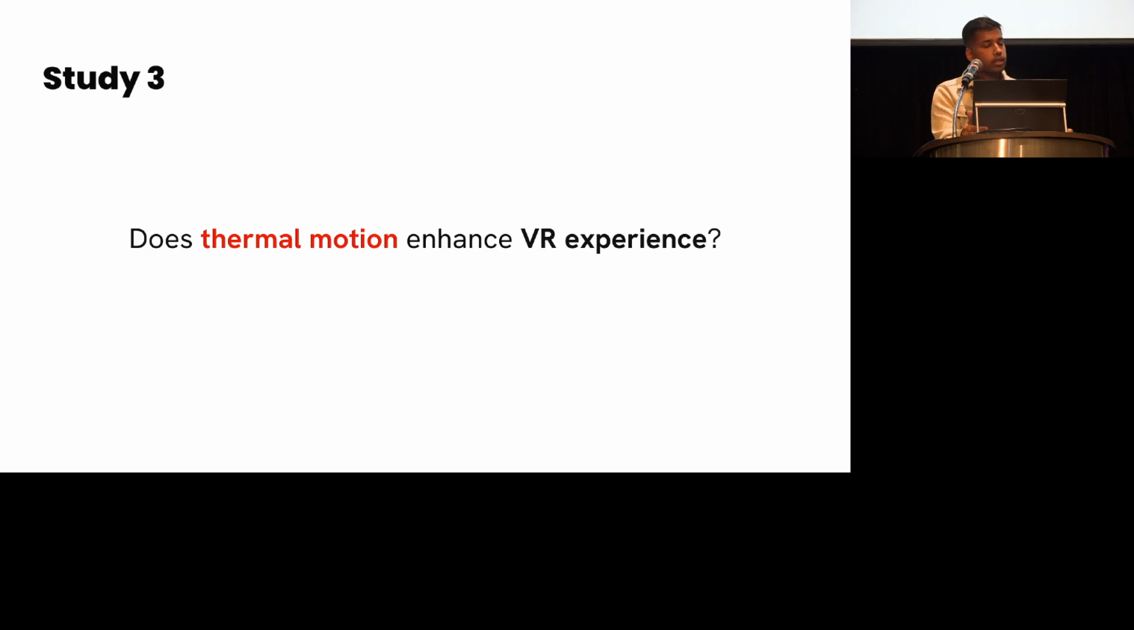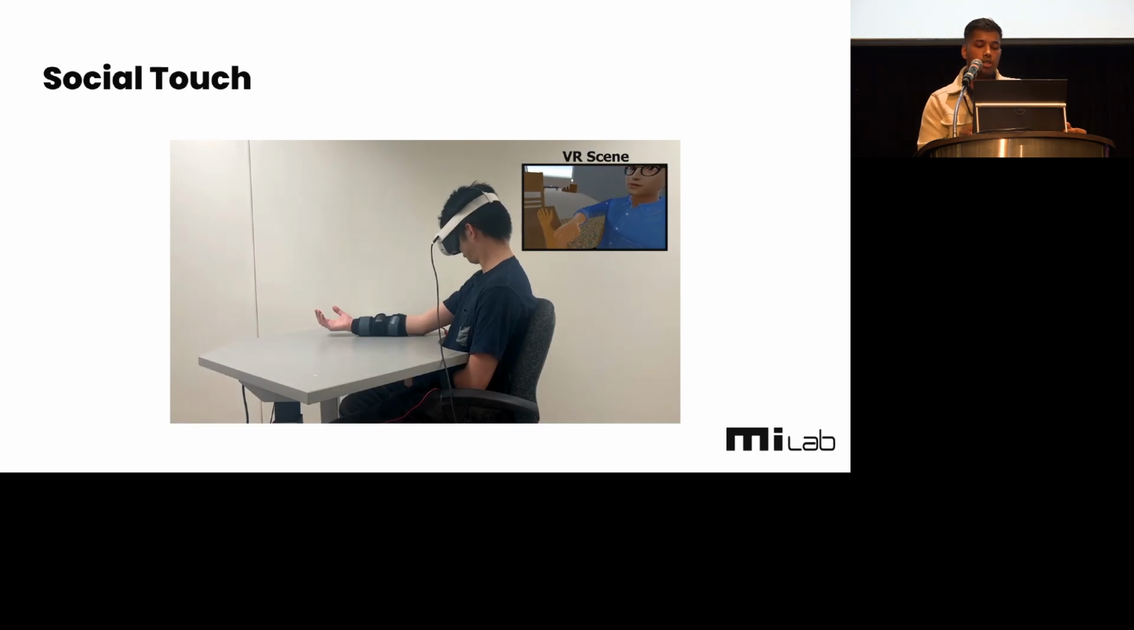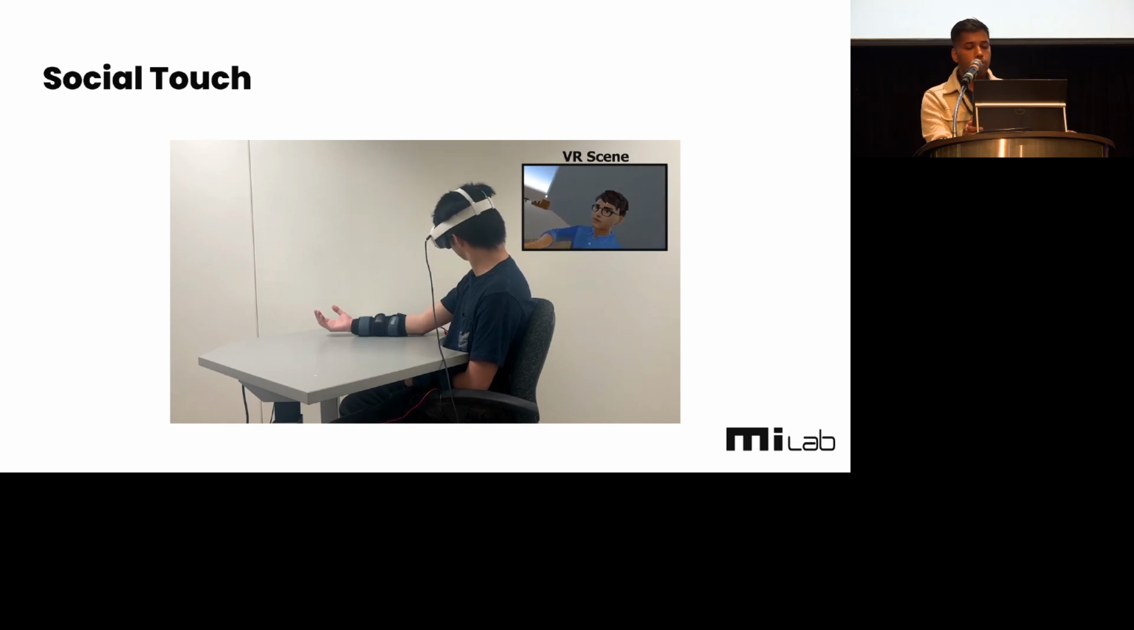And finally, we conducted another study to investigate the effect of thermal motion on VR user experience. For this, we fabricated a sleeve interface and asked participants to interact with 2 virtual scenarios. A social touch scenario where participants found themselves seated at a table next to an NPC. The NPC then proceeds to stroke their forearm while thermal motion plays concurrently.